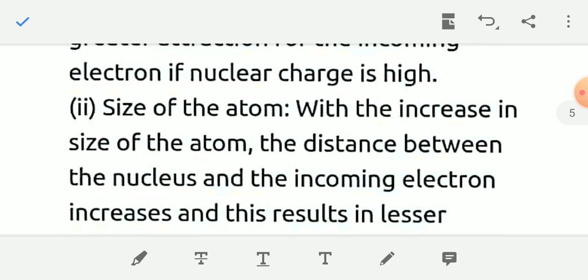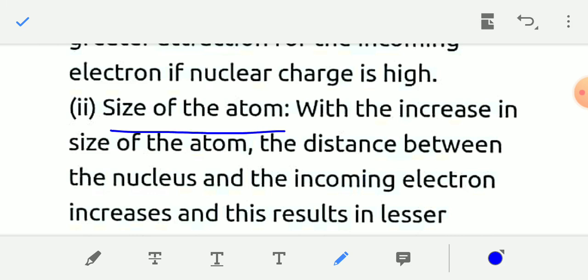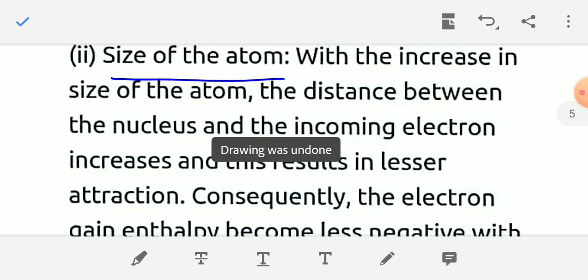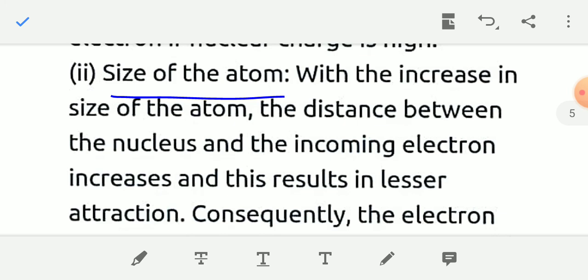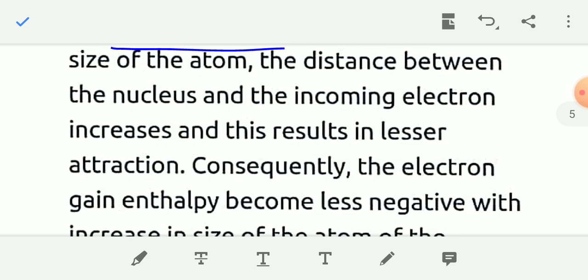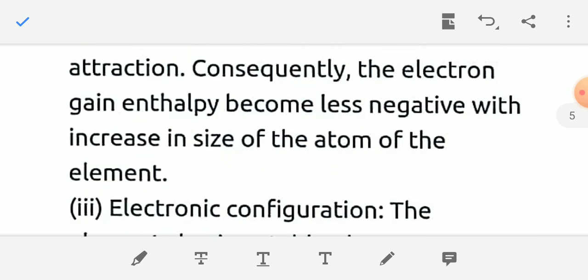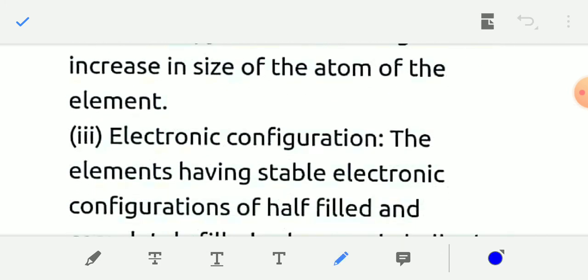The second factor is the size of the atom. With the increase in the size of the atom, the distance between the nucleus and the incoming electron increases, and this results in lesser attraction. Consequently, the electron gain enthalpy becomes less negative with increase in size of the atom of the element.